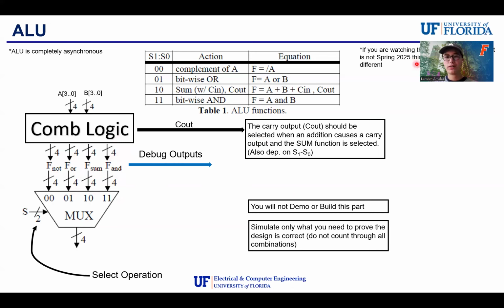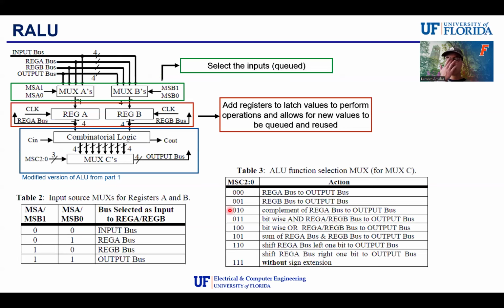And if you're watching this video not in spring of 2025, these tables will likely change slightly, but the concepts will stay constant. So moving on into the next part, we're going to have our registered ALU. So what it does is it takes the ALU from part one, which is in this blue box, and it expands on that. So now you can see we have 3 bits as select lines. So we essentially have 8 operations rather than the 4 we were working with previously. So exact same thing, you're just adding more operations.